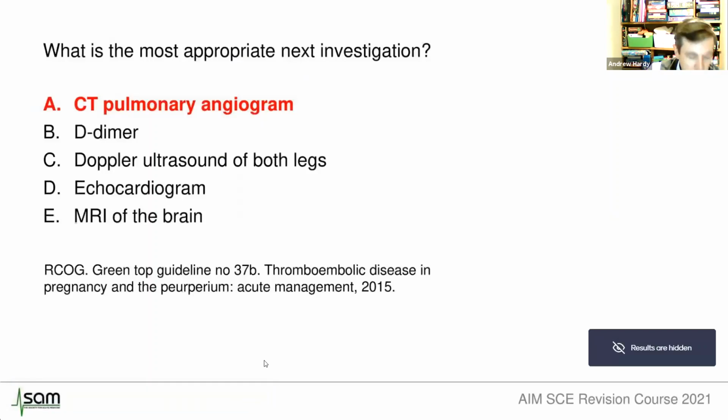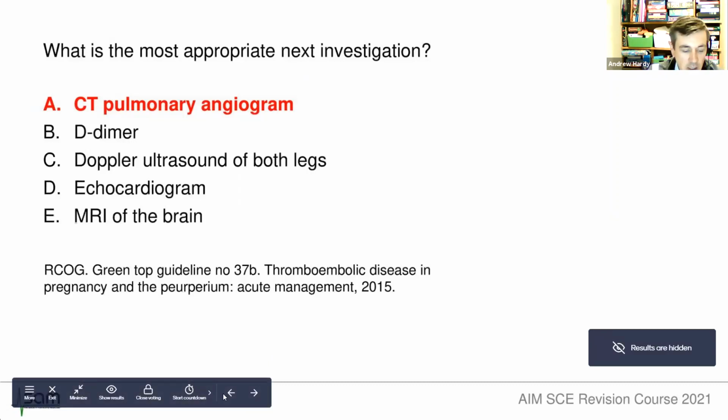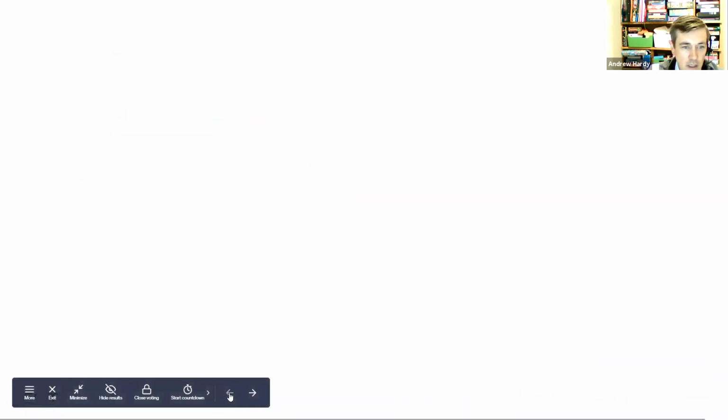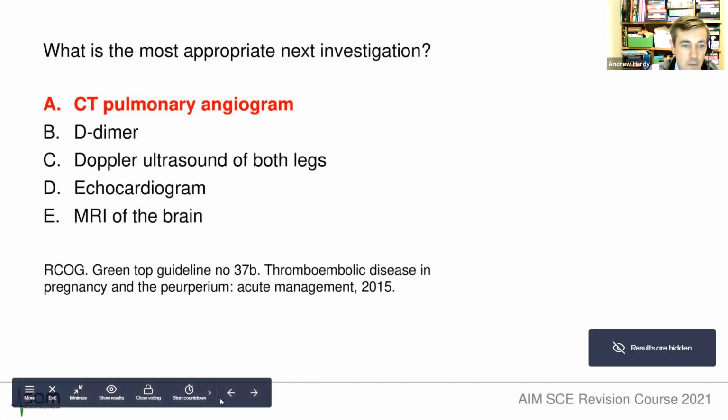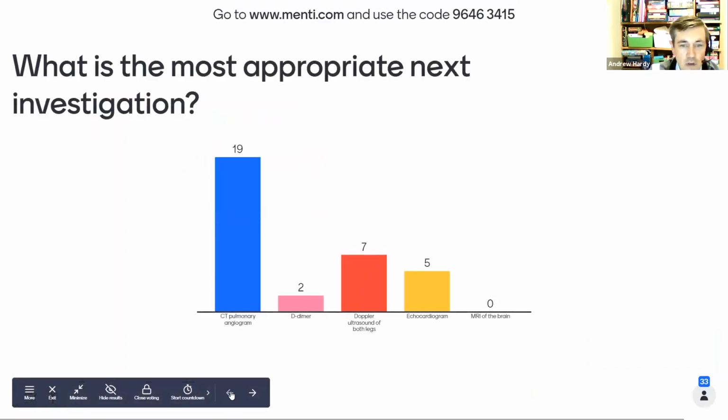The difficulty with PE in pregnancy is that there are a number of different guidelines. BTS have got a guideline, the European Society of Cardiology have got a guideline, and the Obs and Gynae, which is the one that's referenced here, have got a guideline. They generally say similar things, but they're not quite exactly the same. So I'll just run through the different options.